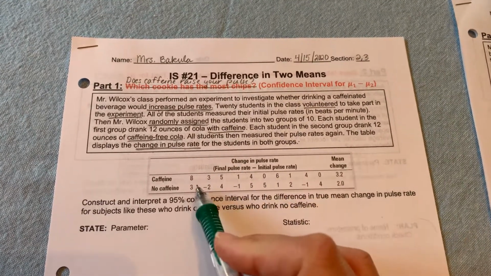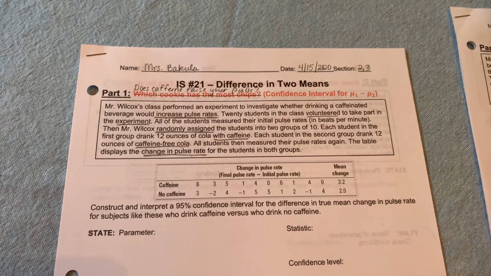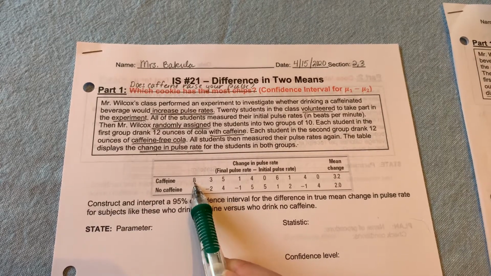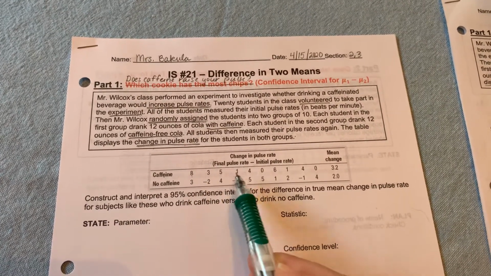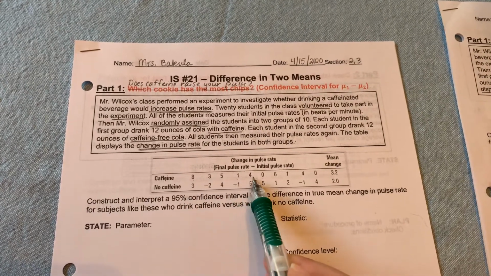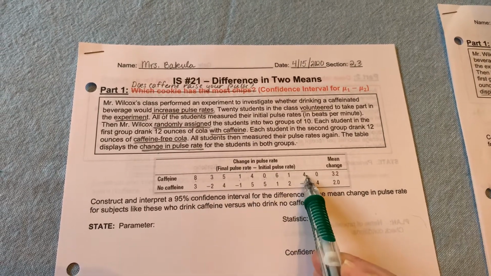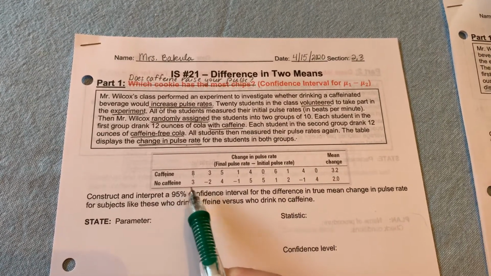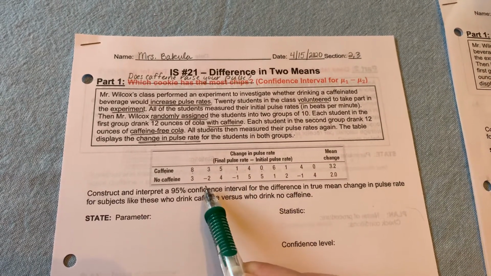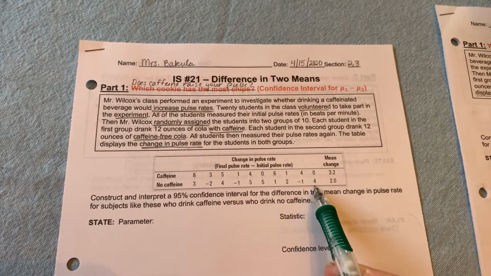So if these values are positive, that means their pulse rate increased after drinking the cola. So this person increased by 8 beats per minute. This person only increased by 1. This person didn't increase at all. But it does appear that everybody in the caffeine group, at least their heart rate didn't drop, right? There are a couple of zeros, but every other value is positive. When we look at the no caffeine group, some of these are negative. So some of their heart rates did drop over the period of time where they drank the caffeine-free cola.